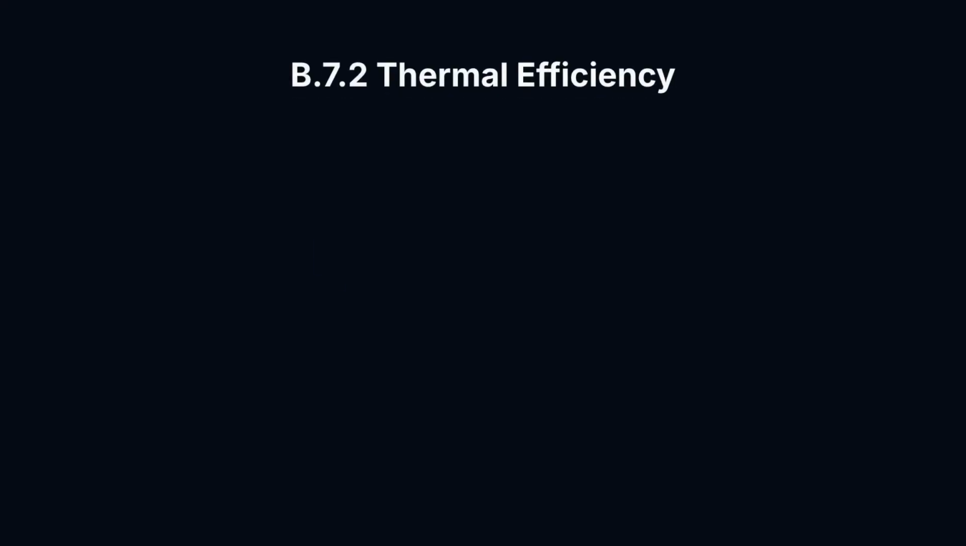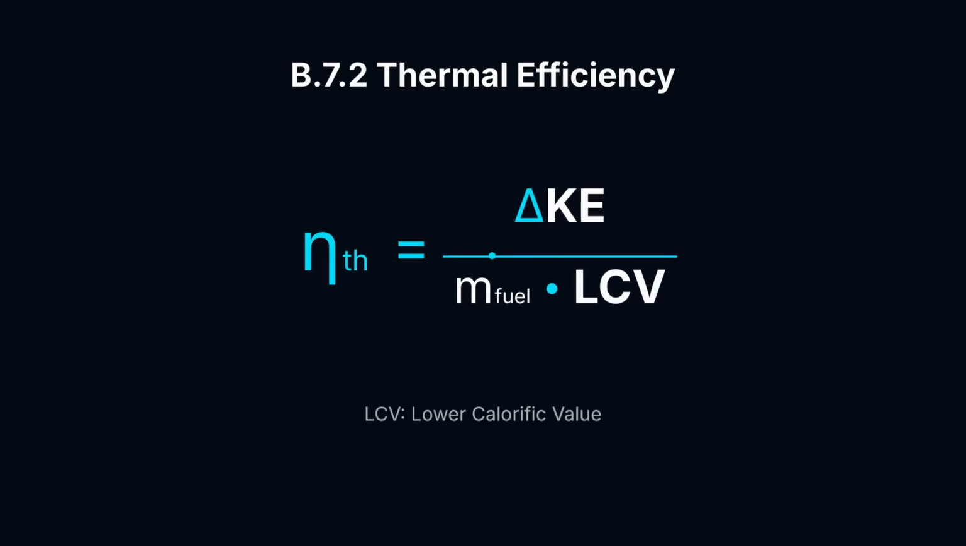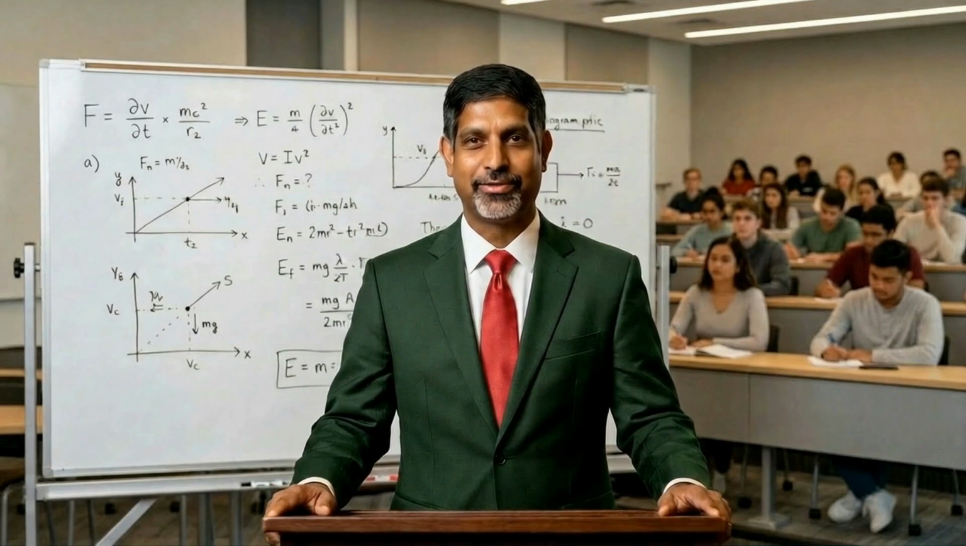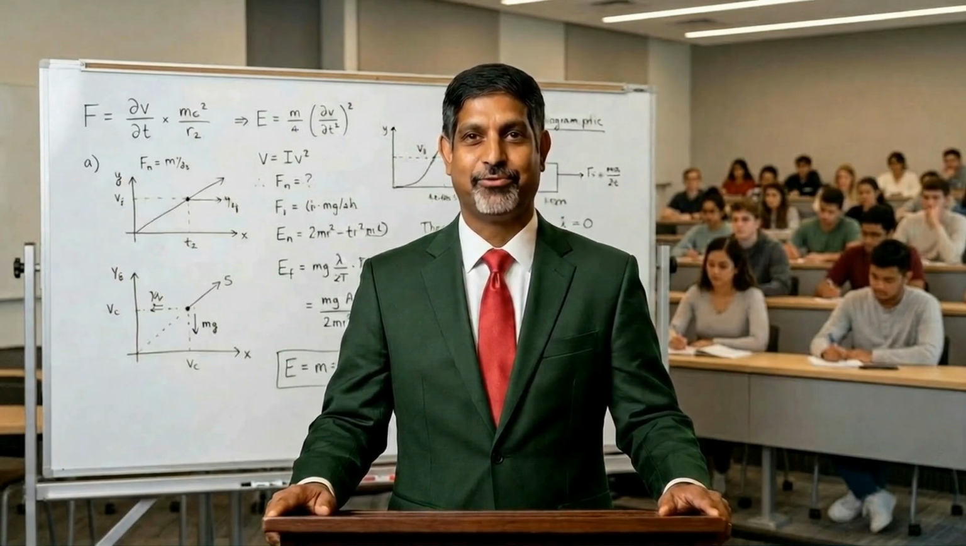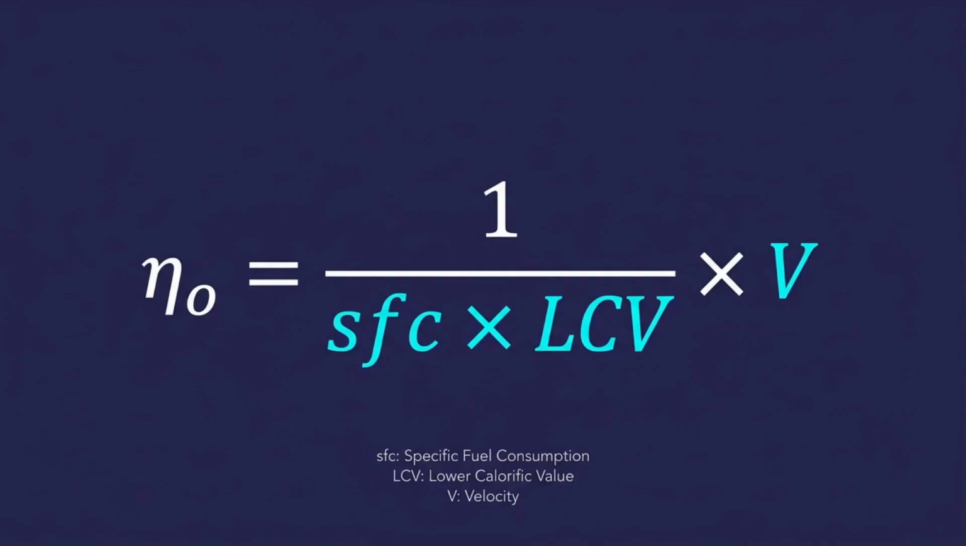Thermal efficiency, eta, measures the conversion of chemical energy. It's the ratio of the added kinetic energy to the energy released from burning fuel, determined by its lower calorific value. Finally, the overall efficiency, eta_o, is the product of both. It's the ultimate measure of the engine's performance, relating the useful work done to the total energy we paid for in the fuel tank. Importantly, we see that overall efficiency is inversely proportional to specific fuel consumption, or SFC. To increase range and reduce cost, engineers strive to lower the fuel burned per unit of thrust.